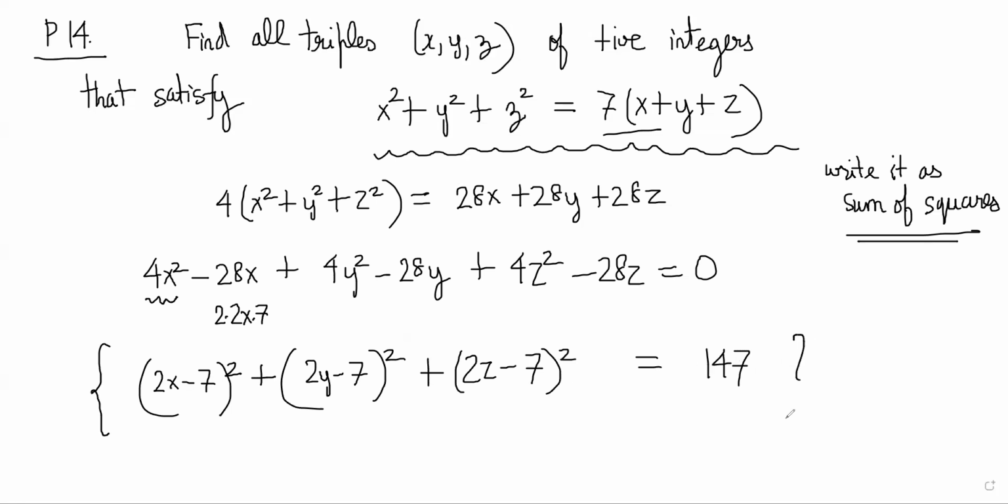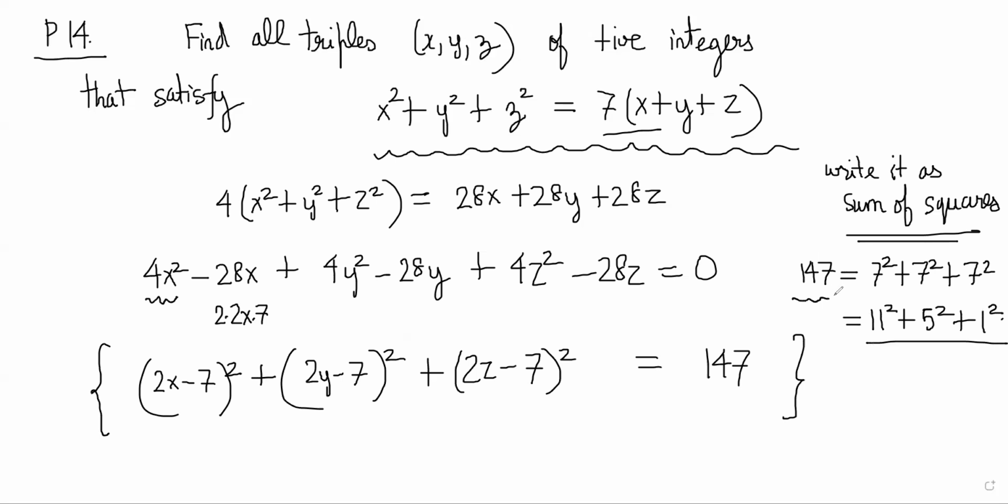This is the equation that I will get. This is a much easier equation to analyze because it is a sum of squares adding up to a constant number. And you have to realize that this 147 can be written as 7 squared plus 7 squared plus 7 squared. And it is also 11 squared plus 5 squared plus 1 squared. 147 can be written as a sum of 3 squares in 2 different ways.